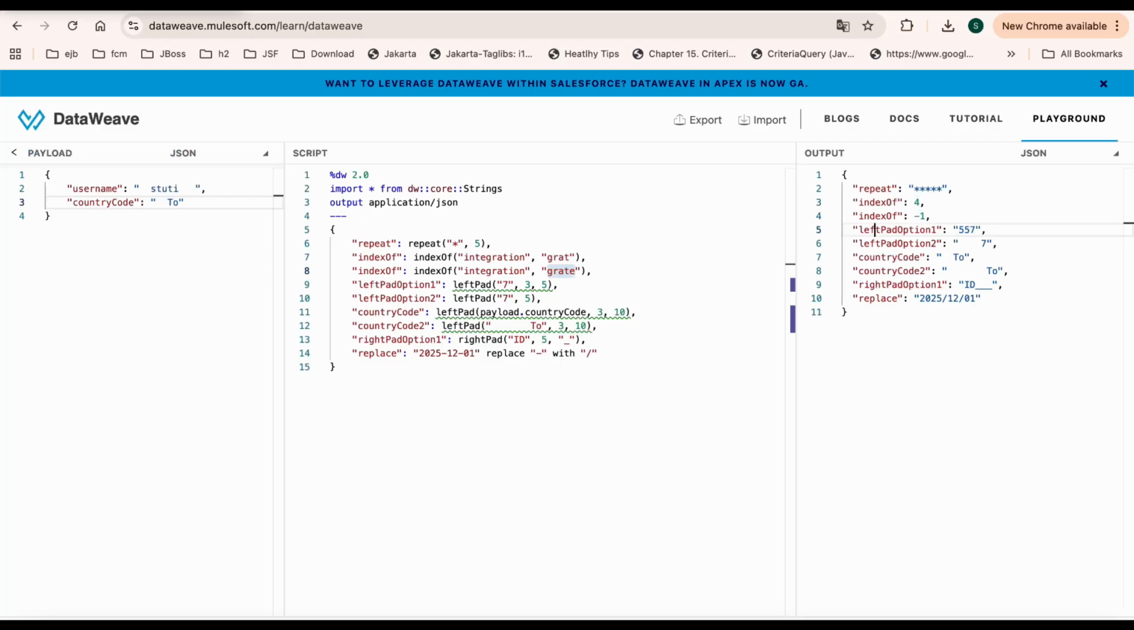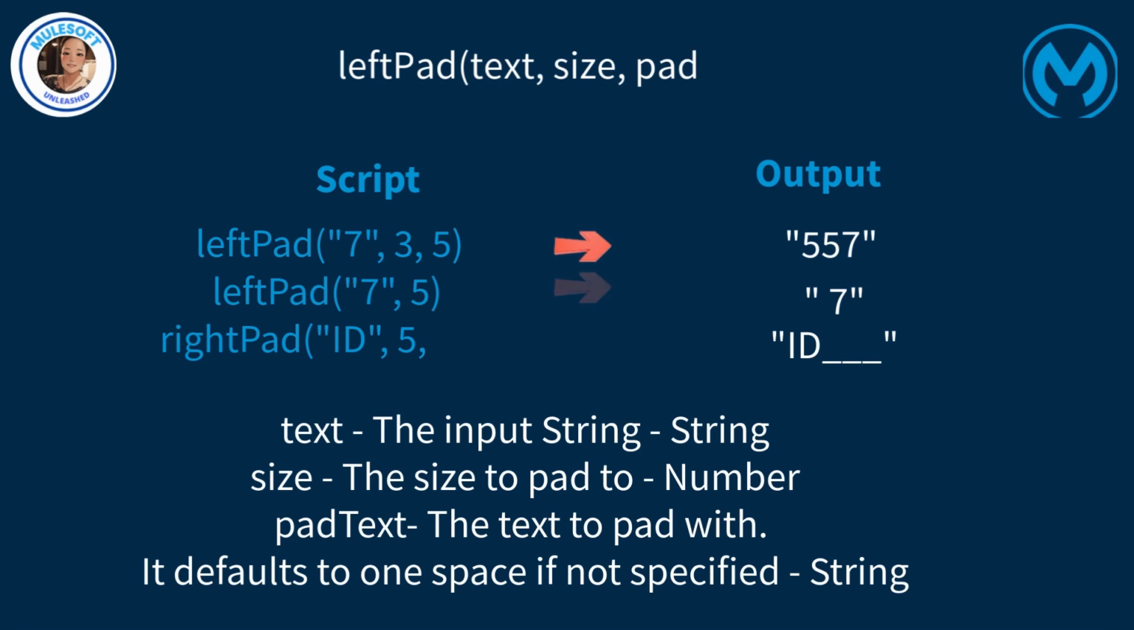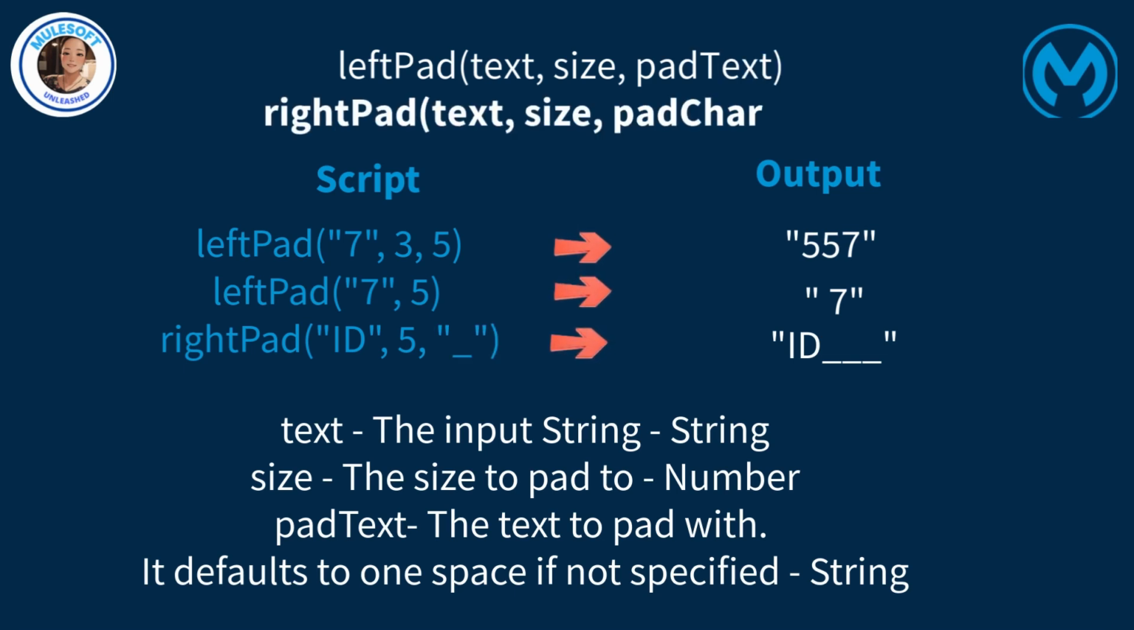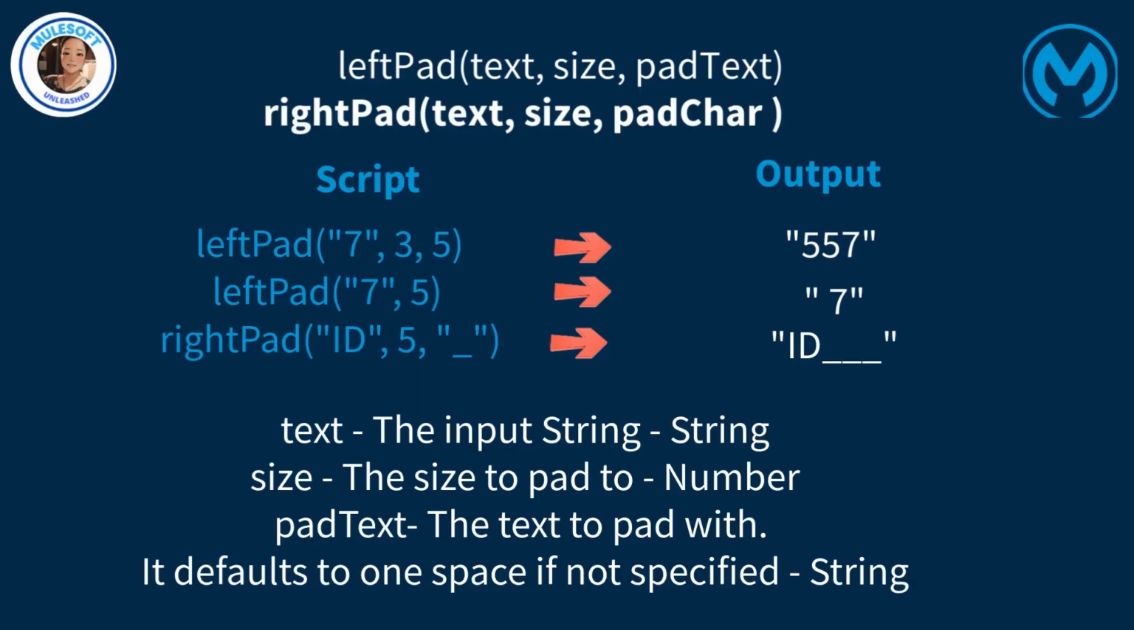The leftPad function pads characters on the left side of a string until the required length is reached. Here, we pad the value 7 to a length of 3 using the character 5. The result is 557. When no padding character is provided, DWL uses spaces by default. This is extremely common when working with fixed width file formats. In this real-world example, we format a country code coming from the payload. Padding ensures consistent length, which is critical when integrating with legacy systems.